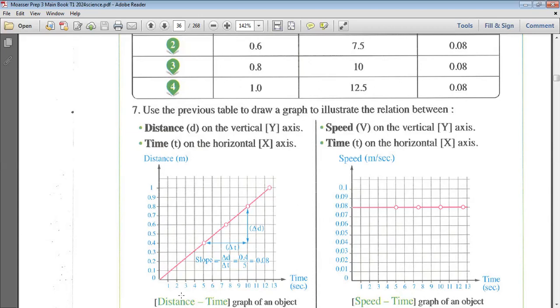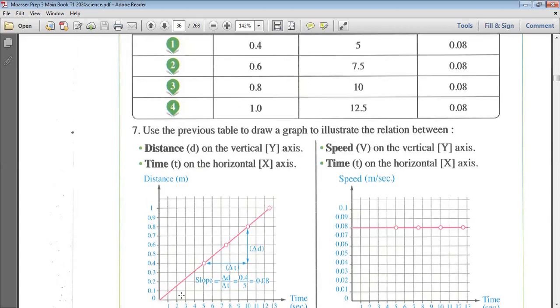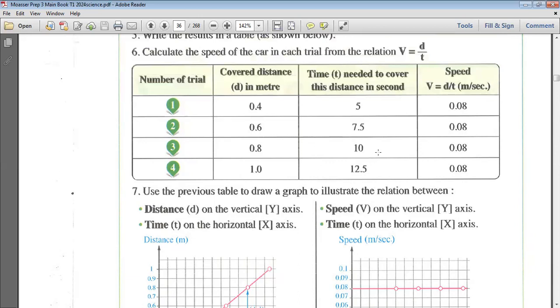Okay, right. But let's try to make another graph. What are the physical quantities now? We will use the speed and the time.